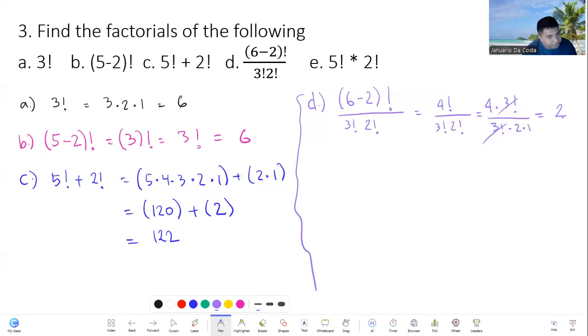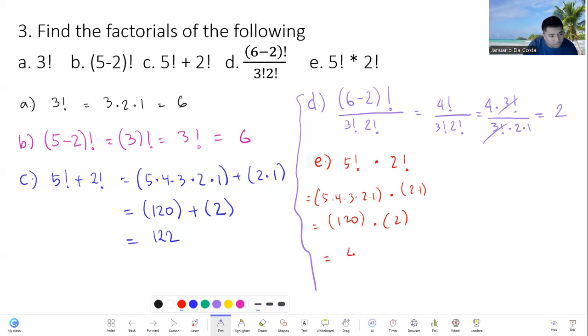Understand? Yes, teacher. What about letter E? That will be 5 factorial times 2 factorial. 5 factorial is 5 times 4 times 3 times 2 times 1, multiplied by 2 times 1. This is 120 we know, and this is 2, so this will be equal to 240.